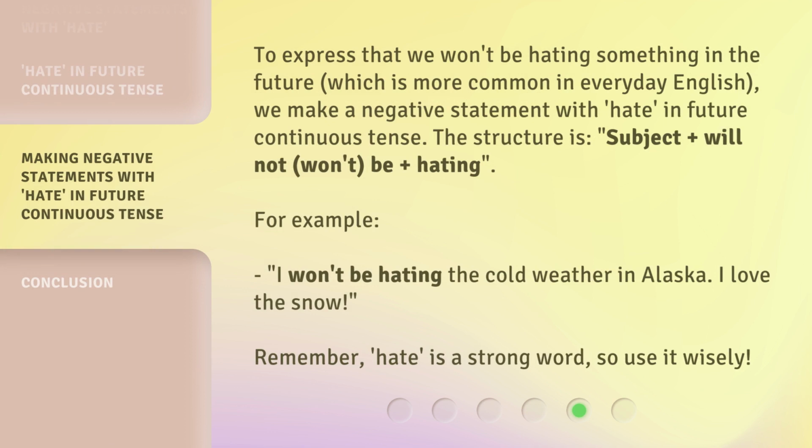To express that we won't be hating something in the future, which is more common in everyday English, we make a negative statement with hate in future continuous tense. The structure is subject plus will not, won't be plus hating. For example, I won't be hating the cold weather in Alaska. I love the snow. Remember, hate is a strong word, so use it wisely.